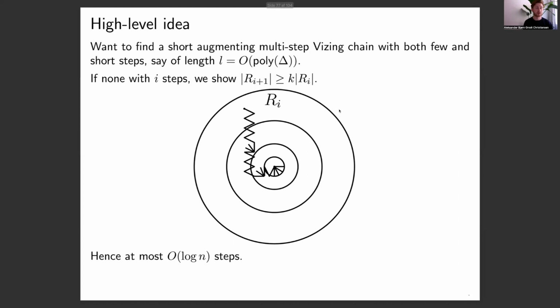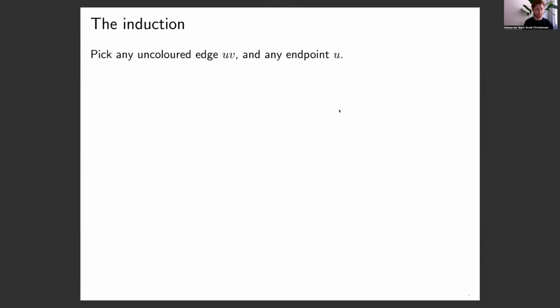And therefore, we know that we can take at most that many steps. And so the size must be at most poly delta times that. So again, okay, I'm going to be a little more technical now, so bear with me. Hopefully it won't be too bad.